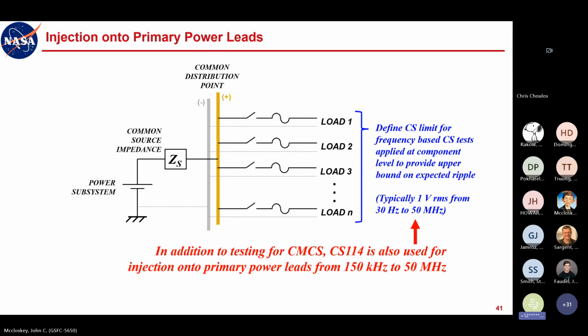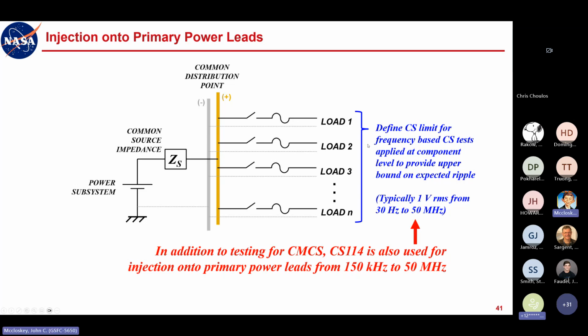Okay, so remember that we also have to be concerned about establishing compatibility with the power system. So we want to inject some controlled signal onto our primary power leads to evaluate conducted susceptibility. So we had CS101 to get the lower frequency portion.